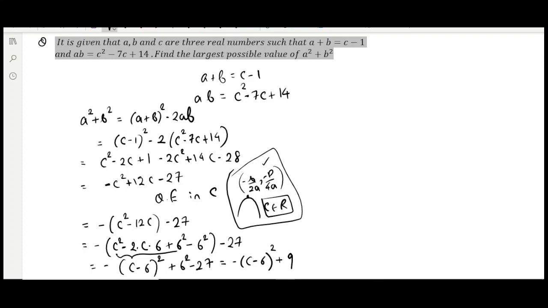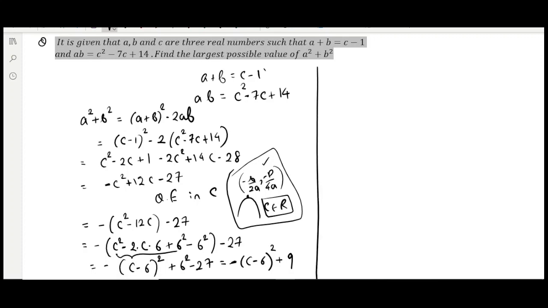So we are getting this value. Generally speaking, the maxima seems to be 9, because the minimum value of a square is 0, but due to the negative sign, the maximum value of this term will be 0 for the square part. But the problem is that we don't know whether c can be 6 or not. So we have to find a condition for c.